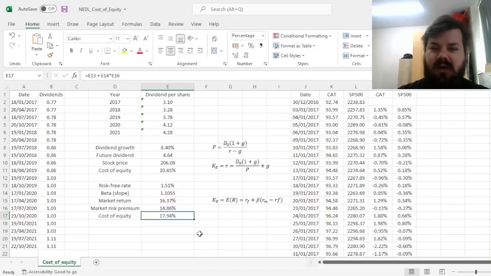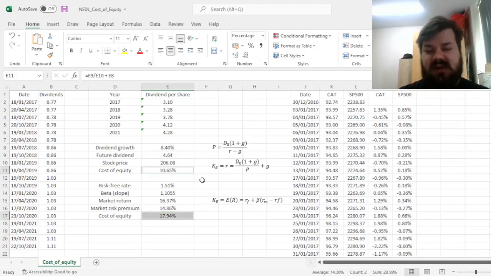And that's the whole idea behind the CAPM estimation, which results in a cost of equity of 17.94%, which is quite a bit higher than the one we have estimated using the Gordon Growth Model or the Dividend Discount Model. Why such a difference? And which of the models is more reliable? Well, that depends on a number of assumptions.